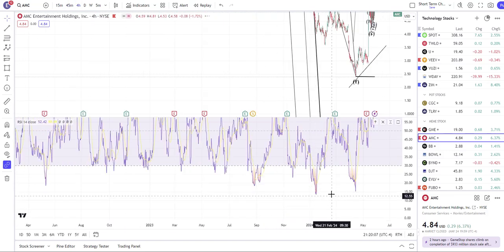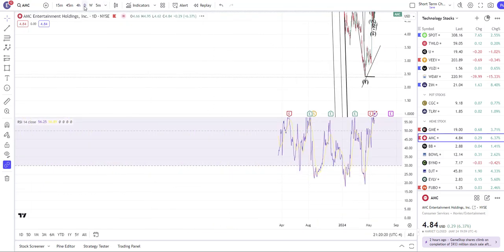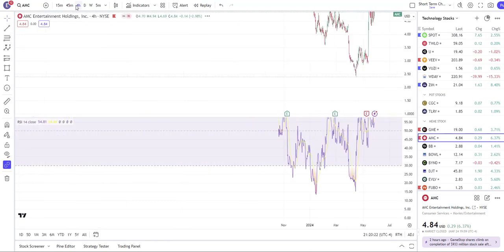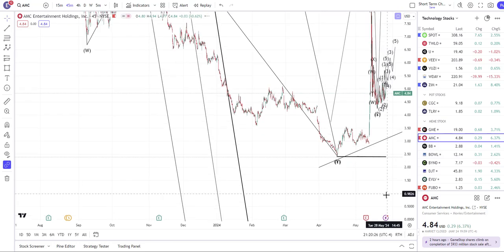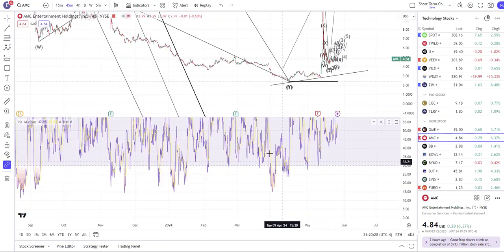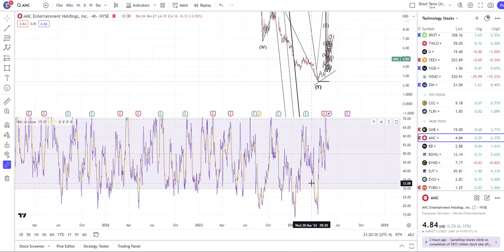I think I like the 4-hour is good. Now, this peak is slightly no divergence, but it's close enough for me to call it a low and correlate it with GME. So I still like that as a bottom, as a swing bottom here on this chart for AMC.